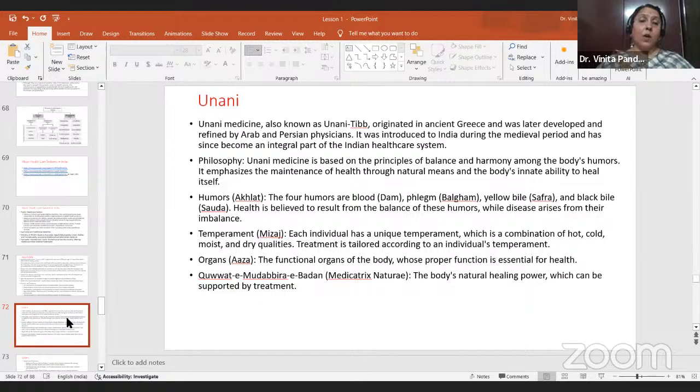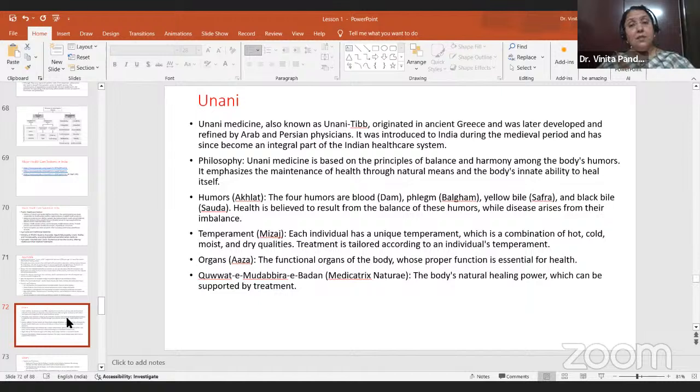These humors are called akhlaq. So, four humors: blood, phlegm, yellow bile, and black bile, which have those Persian Arabic names as well. Health is believed to result from balance of these humors, while disease arises from their imbalance. So, if I talk in terms of philosophy, Ayurveda and Unani are talking about the same philosophy, when the elements in the body are in imbalance.